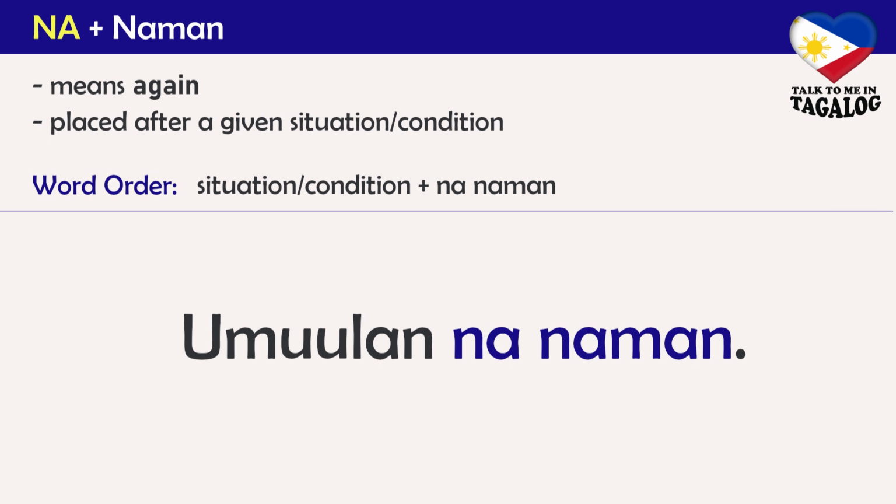Umuulan na naman. Umuulan is raining. Umuulan na naman. It means it rained recently and now it's raining again.